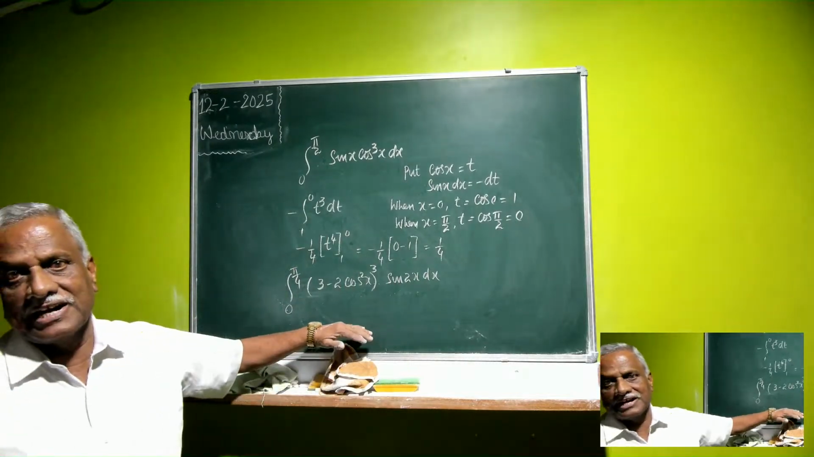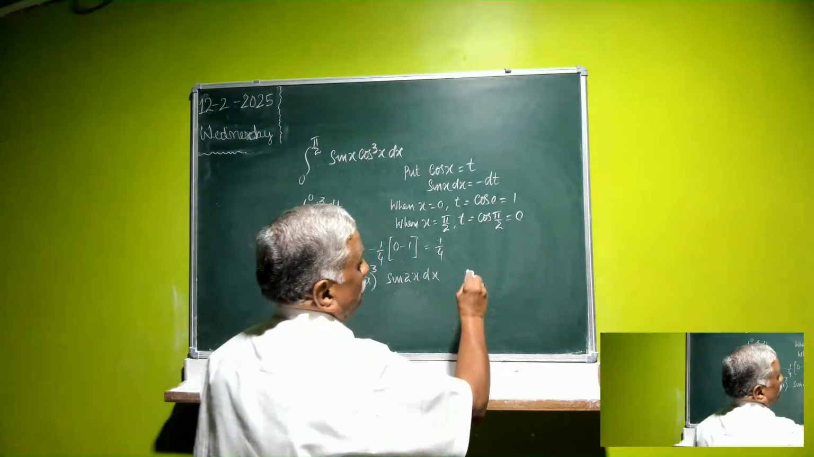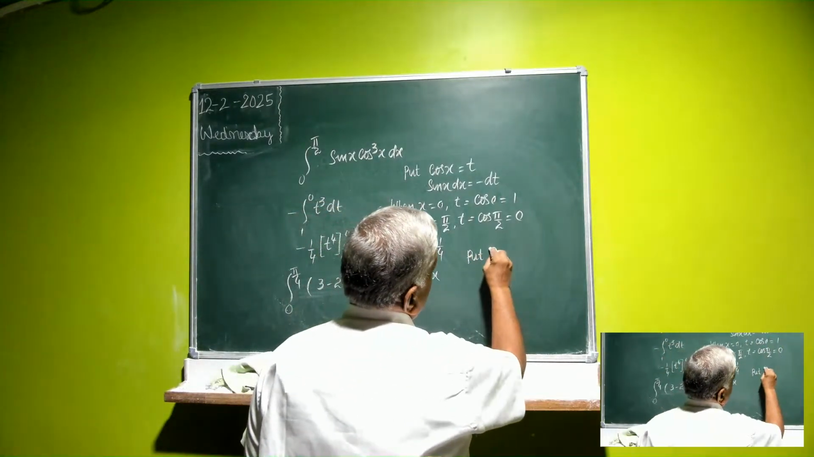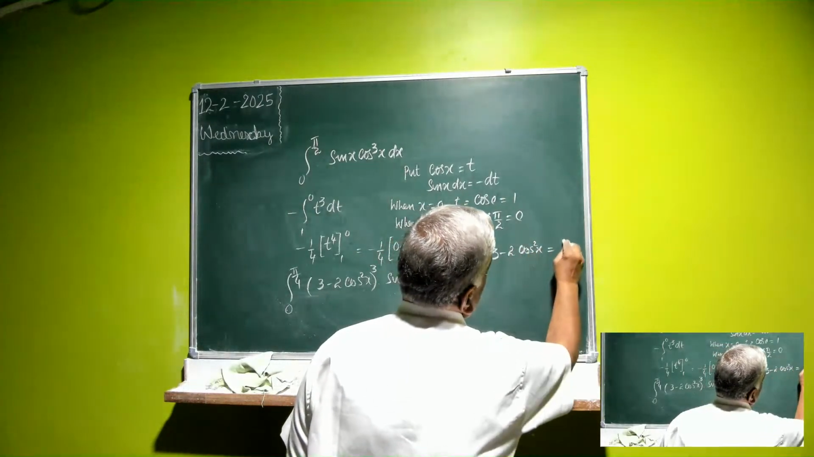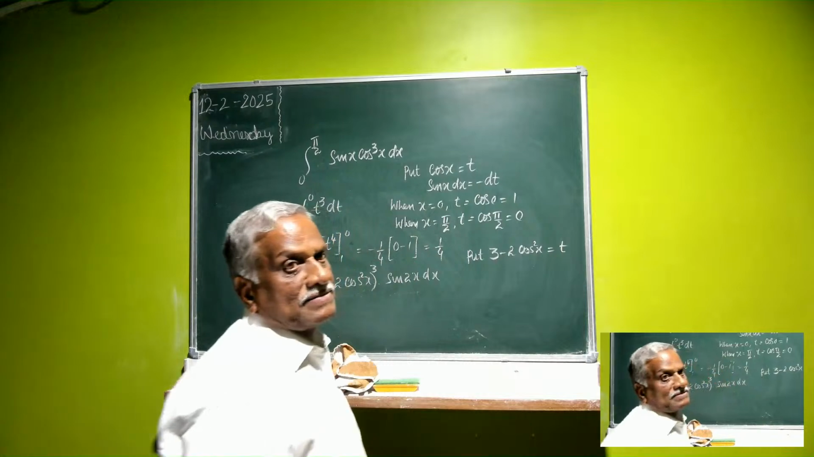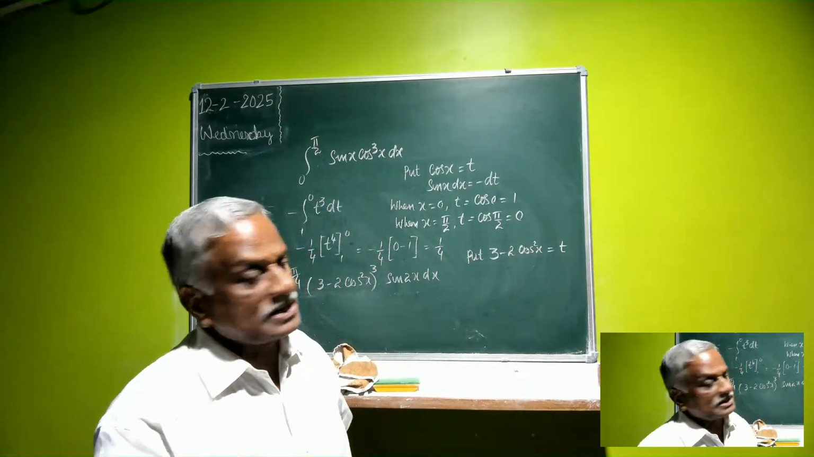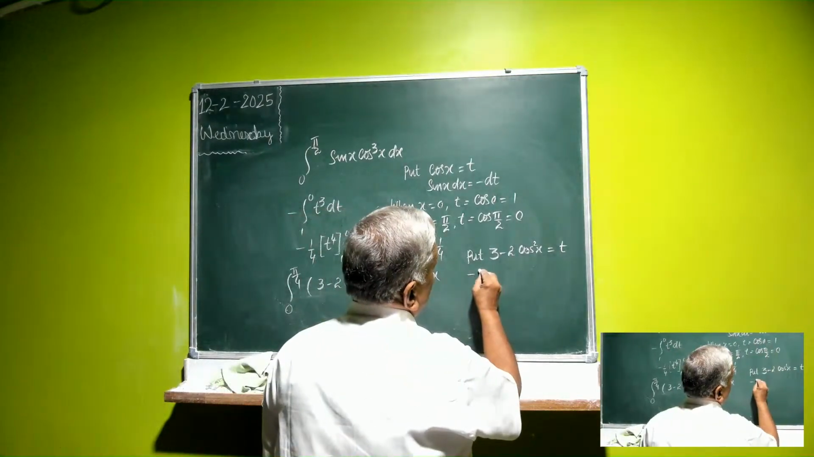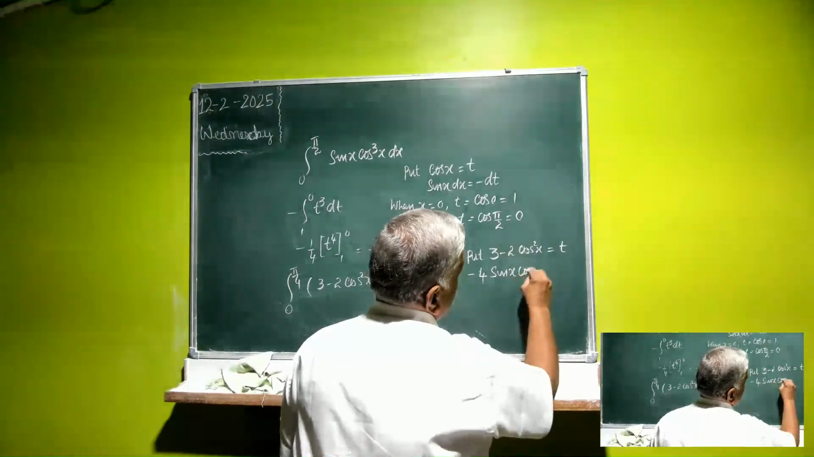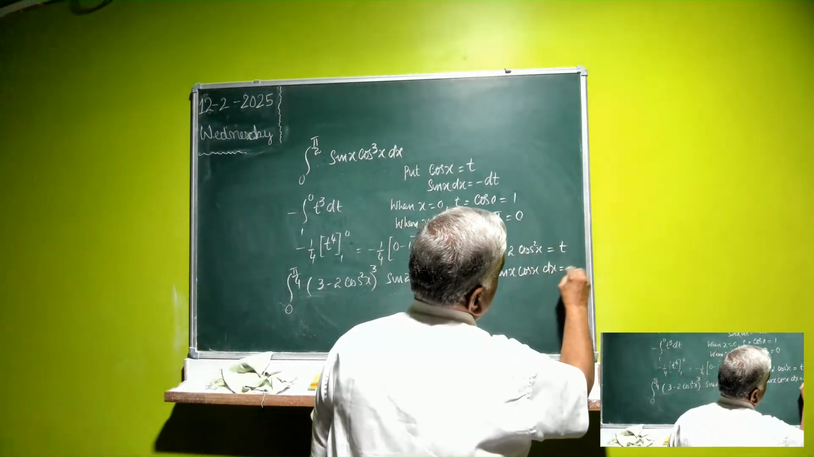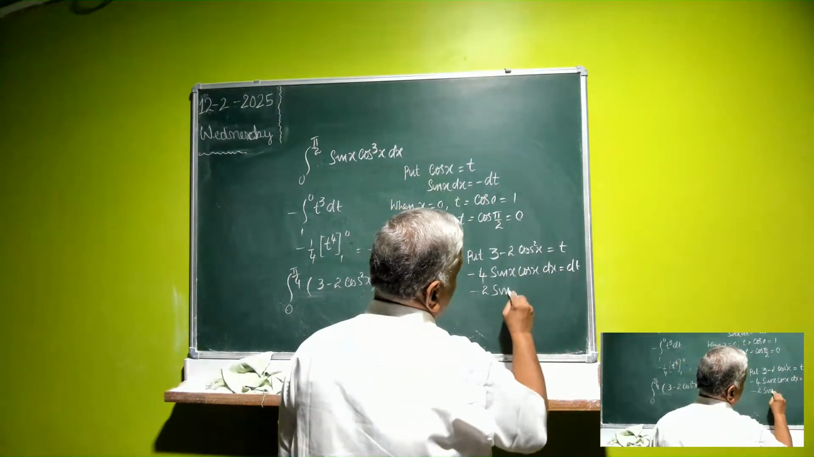So we have to check whether it is possible by the substitution method by putting this as t. So put 3 minus 2 cos square x is equal to t. Derivative of 3 is 0, 2 is a constant. The derivative of cos square x is minus 2 sin x cos x. Therefore, it becomes minus 4 sin x cos x dx equals dt. So I write this as minus 2 sin 2x dx.